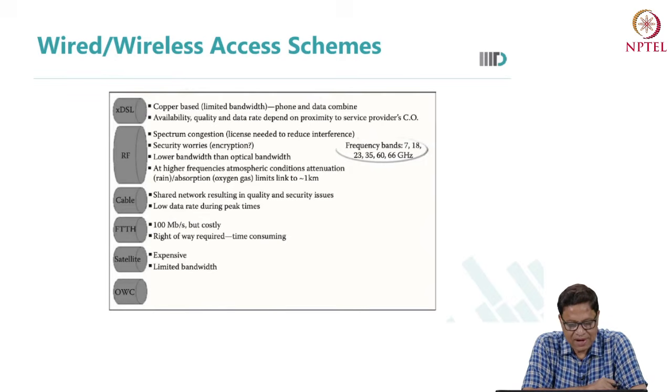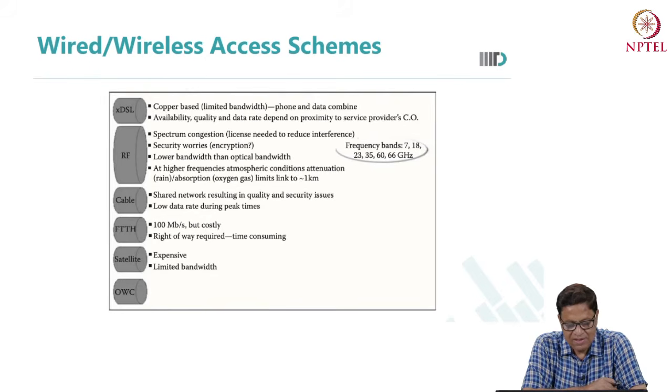The second wireless access scheme is RF. So spectrum congestion is one of the issues. Security concerns. It has lower bandwidth as compared to optical bandwidth. And at higher frequencies where you want to have more bandwidth, atmospheric conditions, attenuation because of rain or absorption of electromagnetic waves can limit the distance up to 1 kilometer.